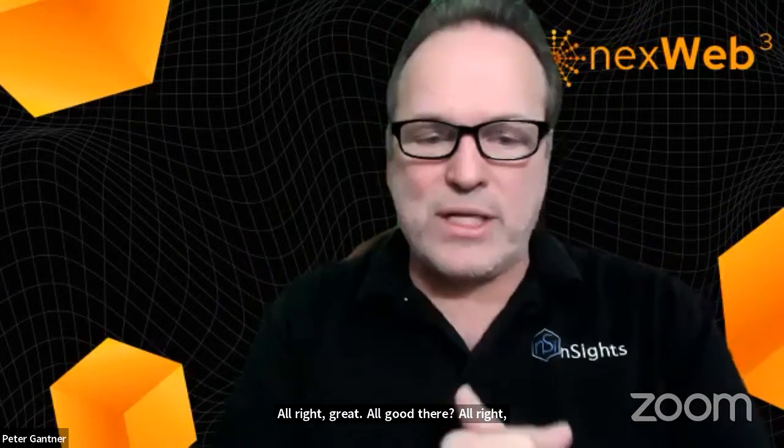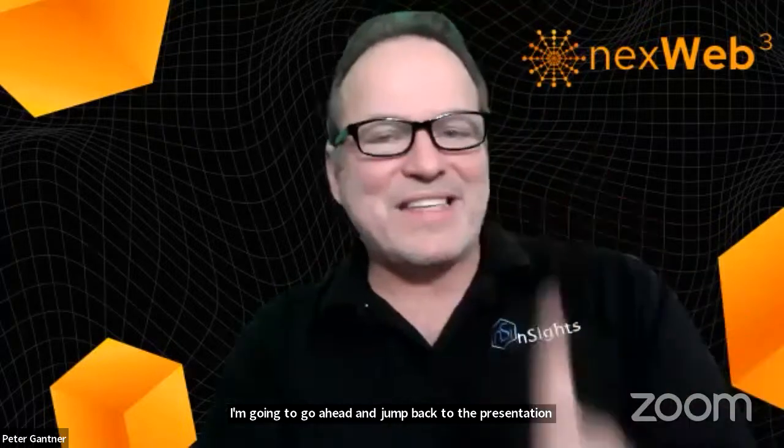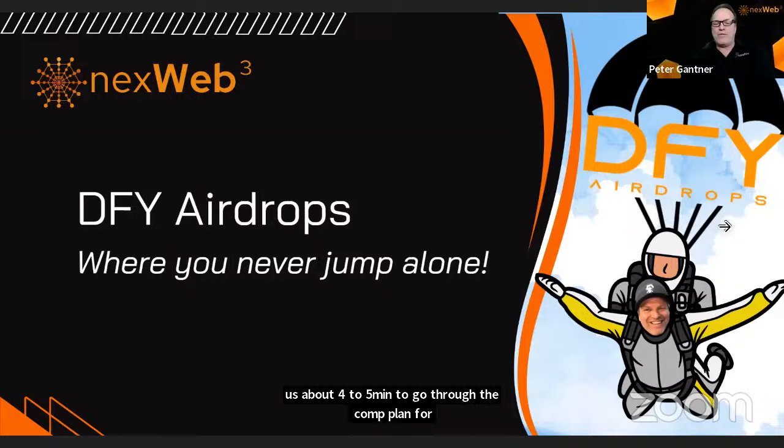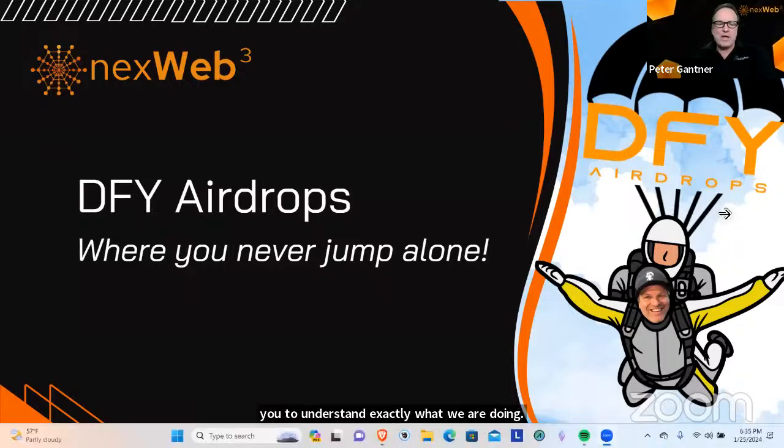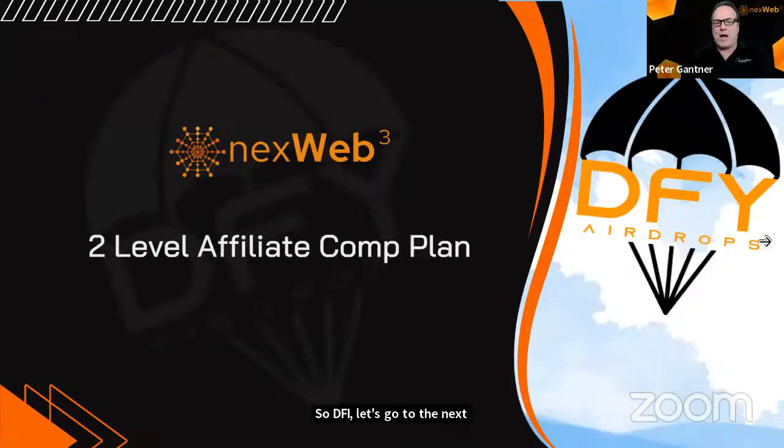All right, guys. So if there are no more questions, I'm going to go ahead and jump back to the presentation real quick. I'll go through the comp plan. The great thing is it's a simple comp plan. It'll take us about 4 to 5 minutes to go through it for you to understand exactly what we are doing. So DFY, let's go to the next page. All right, 2-level affiliate comp plan.